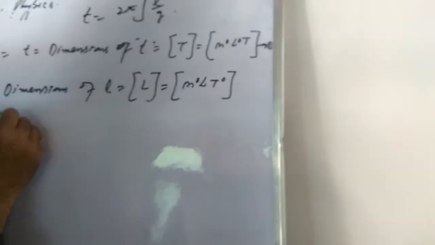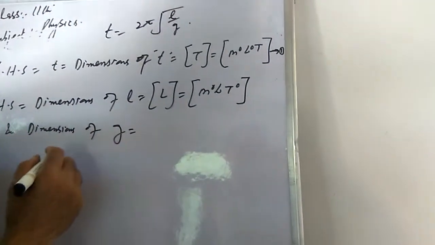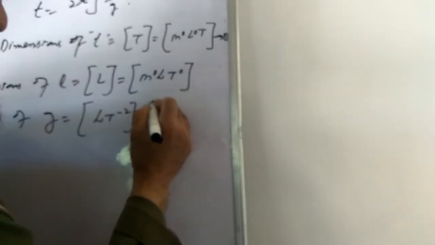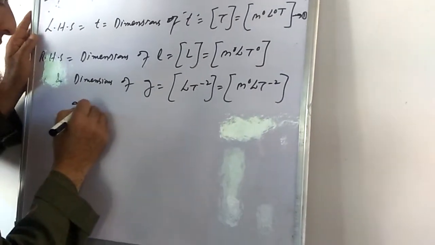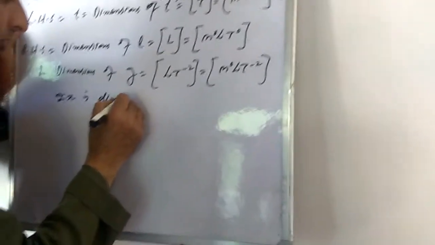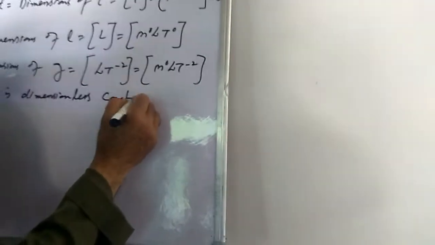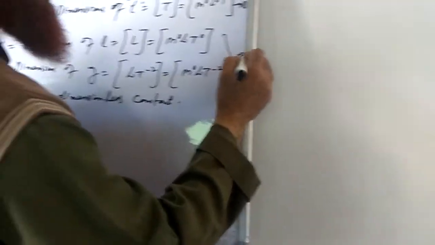And dimensions of g. What is g? g is acceleration due to gravity. That is L T minus 2, or we will write it as M0 L T minus 2. Now we will equate the dimensions of the left hand side and the right hand side. Now, what is 2 pi? 2 pi is a dimensionless constant. Mark them as equation second.